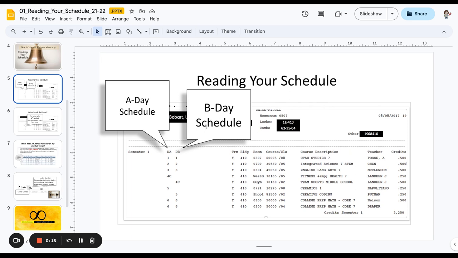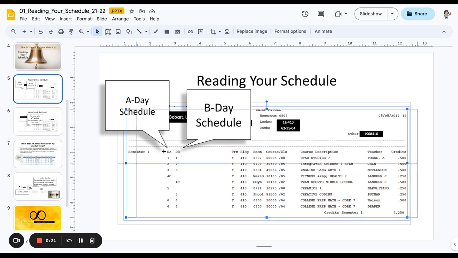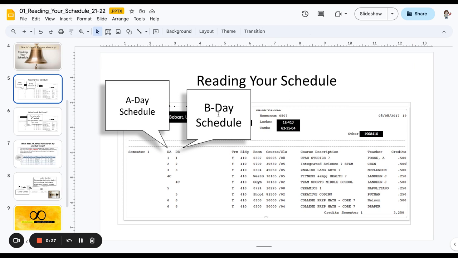So the first thing that you need to know is that you're going to have a line that says A day and one that says B day, or DA, DB. And that means A day or B day. We have two different days, and some classes are going to meet every day and some are going to be every other day.